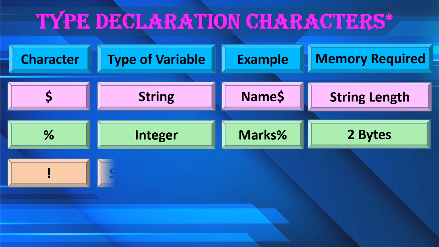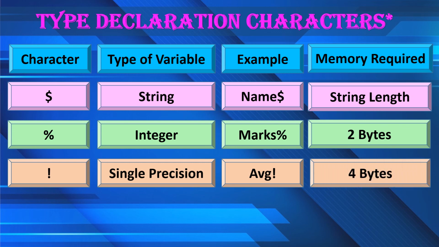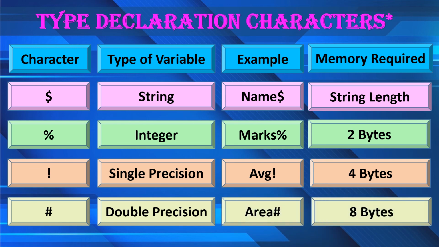The next is exclamation mark. It's a single precision variable. We write it as AVG exclamation mark, and it consumes 4 bytes from the memory. Last one is hash. It's a double precision variable. We write it as area hash, and it consumes 8 bytes from the memory. Remember one thing, all the names are temporary. These are not confirmed. Those names, marks, average, area are used for these. You can write any name but with the type declaration at the end of each name of the variable.